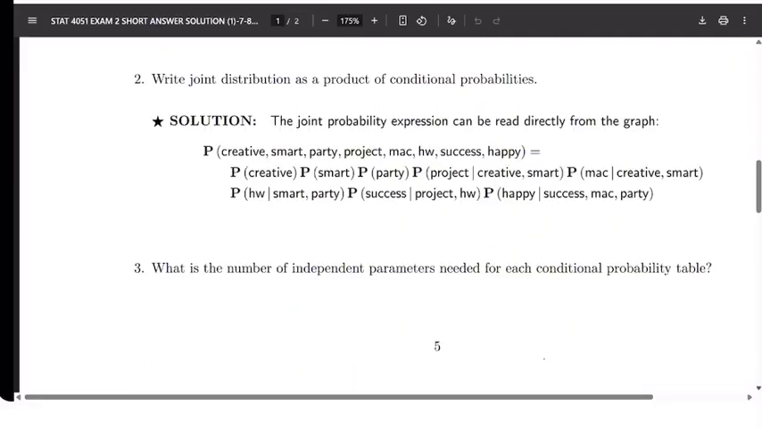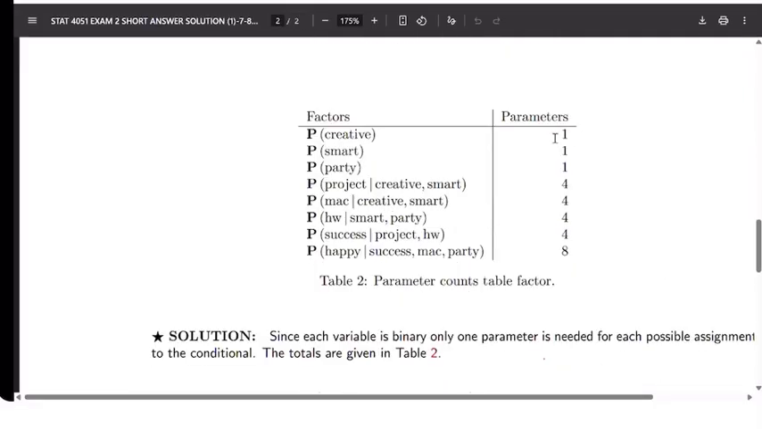So right now, I only need one parameter for creative, one for smart, and one for party. But how many do I need when a project depends on creativity and smart? I'm going to need four. The project depends on the other two, so it's two multiplied by two, which is four. When mark depends on creative and smart, I'm also going to need four. When a binary variable conditionally depends on two other binary variables, I need four.